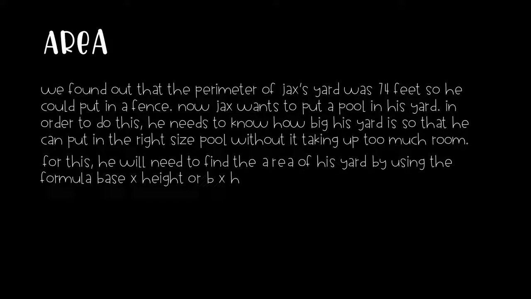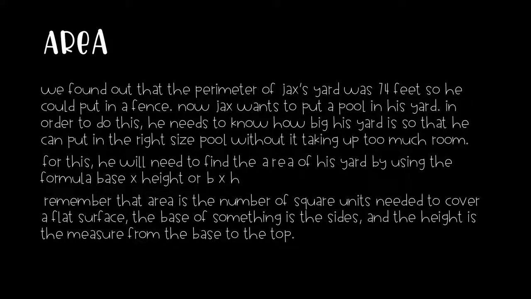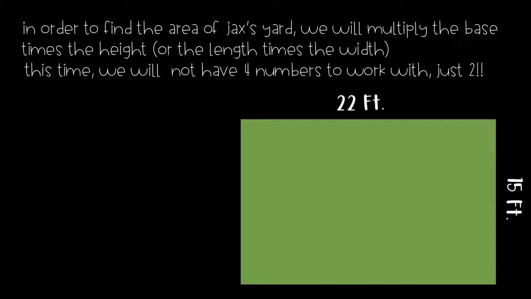For this, he will need to find the area of his yard by using the formula base times height, or B times H. Remember that area is the number of square units needed to cover a flat surface. The base of something is the sides, and the height is the measure from the base to the top. In order to find the area of Jax's yard, we will multiply the base times the height, or the length times the width. This time, we will not have 4 numbers to work with, just 2.